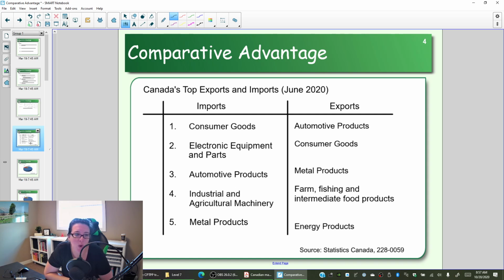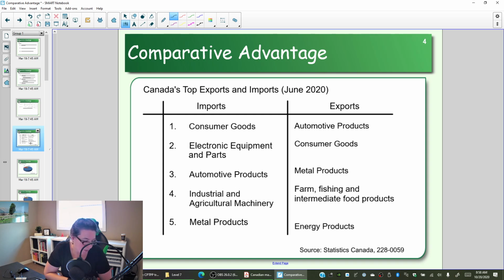So low oil prices has made energy products fall to number 5 on the list. It used to be up in the top 1 or 2. But notice the list. These are the same things on the imports and the exports list, automotive products. And that's because countries and companies specialize and trade.